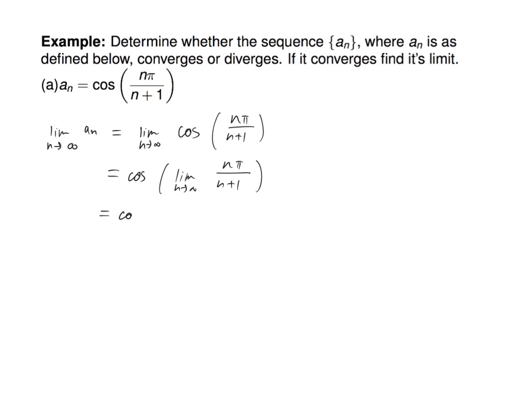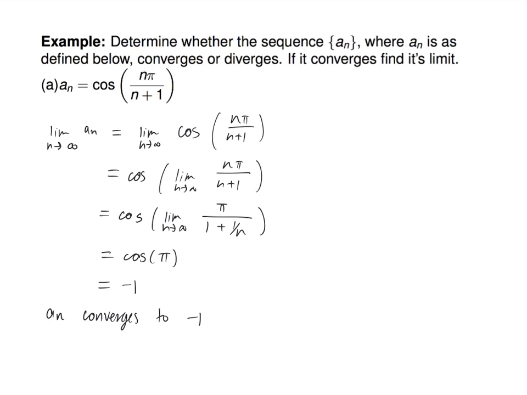Technically, you just divide top and bottom by n. Great. So cosine of the limit as n goes to infinity of pi over 1 plus 1 over n, which yields cosine of pi, which is -1. So a sub n converges to -1. And I think to say you've got a sequence, you put little braces around that, but since that limit came out to be a number, that's what your sequence is going to go to.